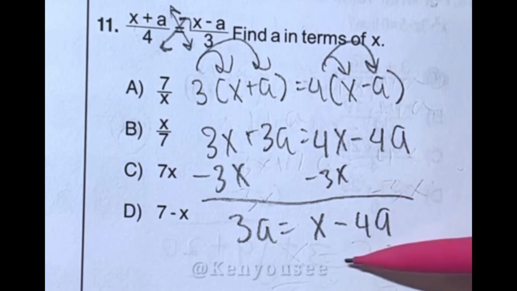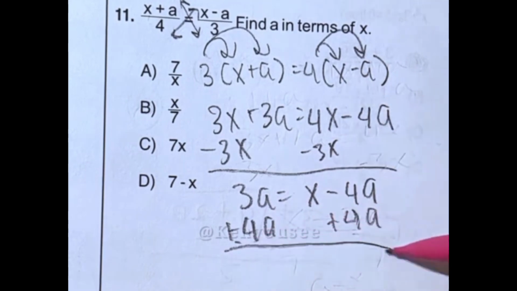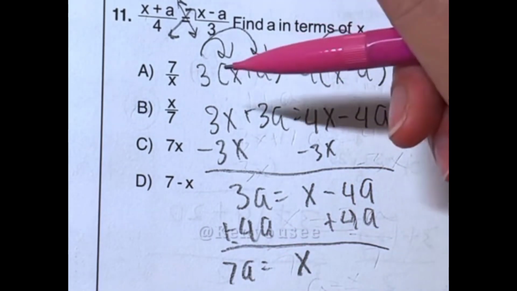minus 4a. And to get 4a to the other side, I'm going to do the opposite operation. So I add 4a on both sides, giving me 7a is equal to x. And that is going to be our answer.